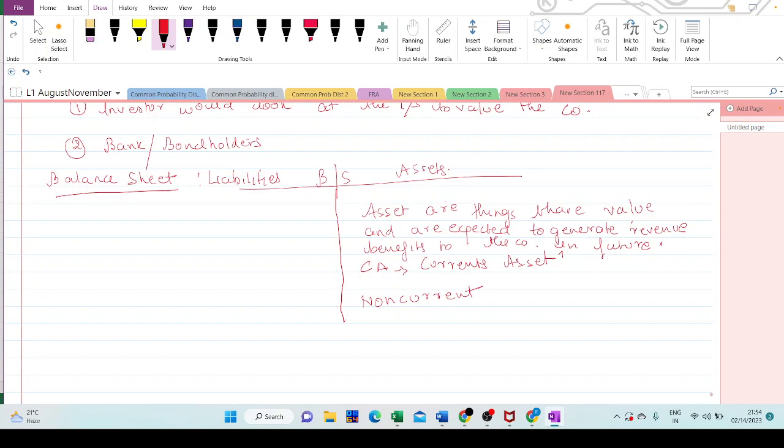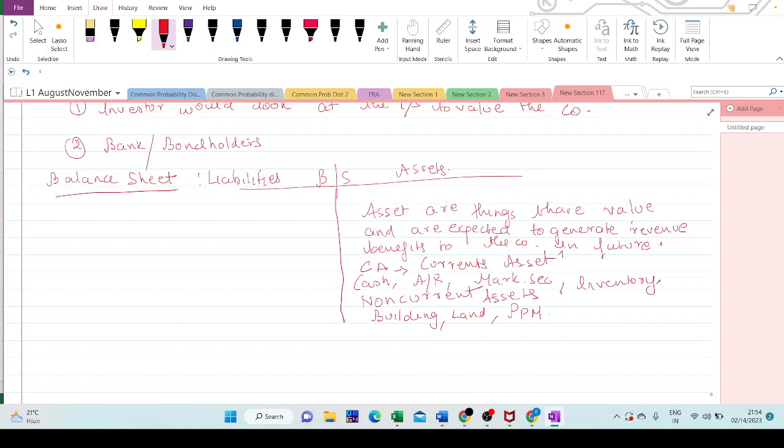Now, how do we classify them? That is for a later day, not today. But basically, your cash, your accounts receivable, your marketable securities, your inventory, all are your current assets. And non-current assets would be building, land, property, plant, and machinery. So these are some of the examples of non-current assets.